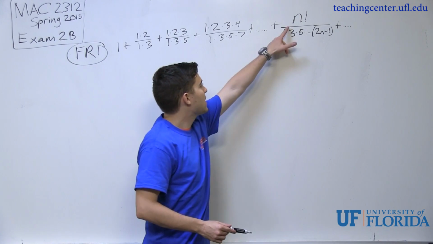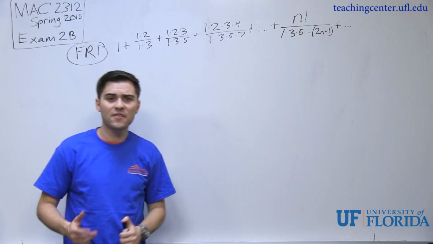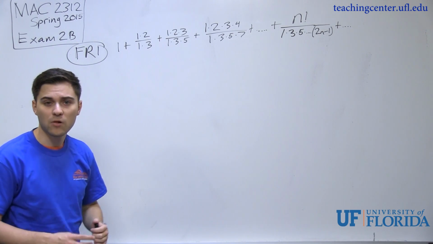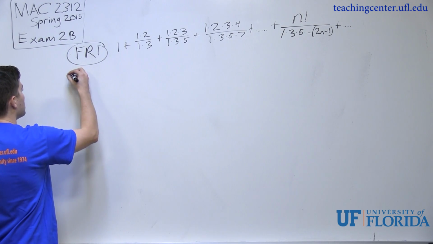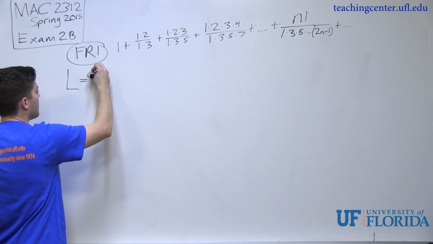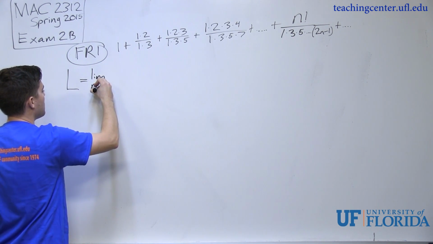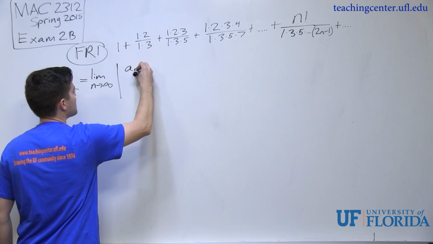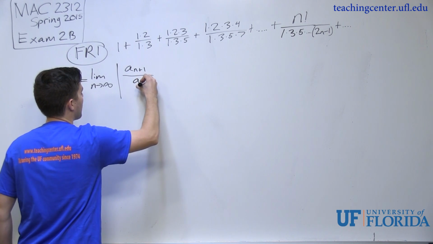Well, I do see an n factorial up there, so usually with n factorial, ratio test is a good place to start. So let's go ahead and apply ratio test and see what we get. So the formula for ratio test is L is equal to the limit as n approaches infinity of the absolute value of a sub n plus 1 over a sub n.